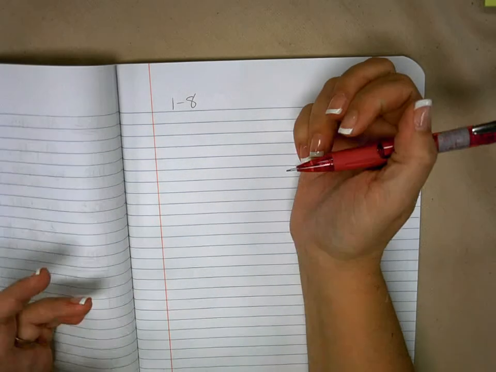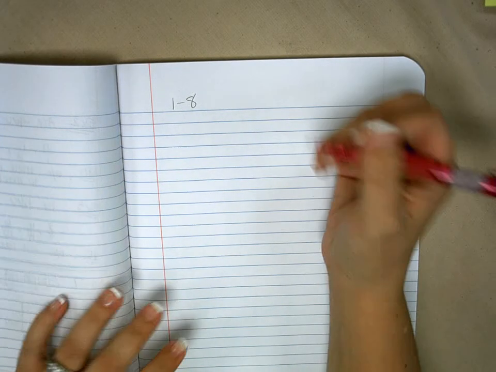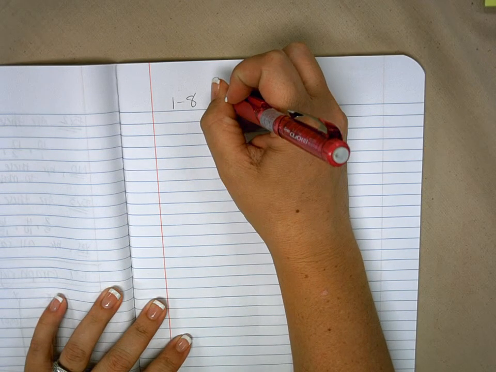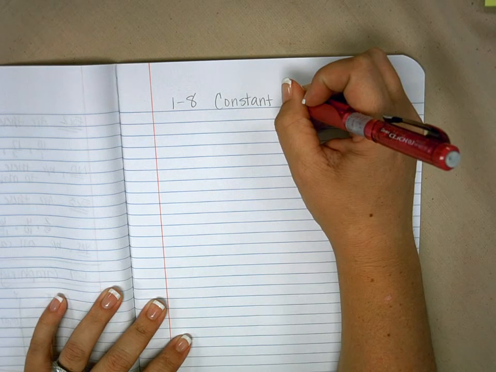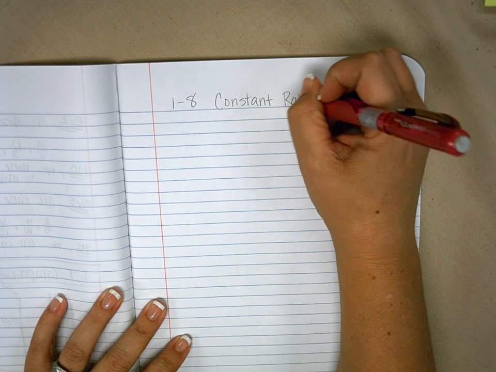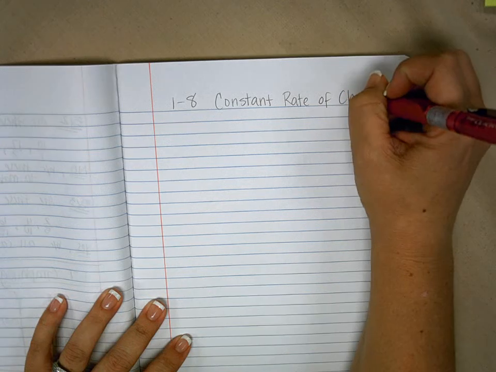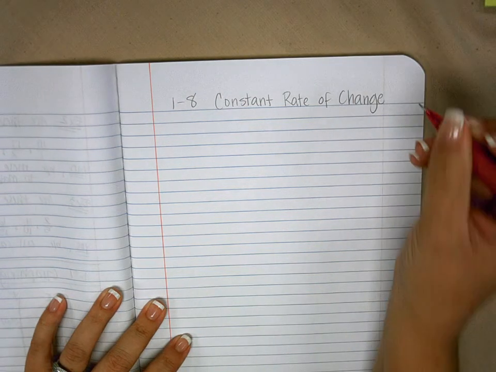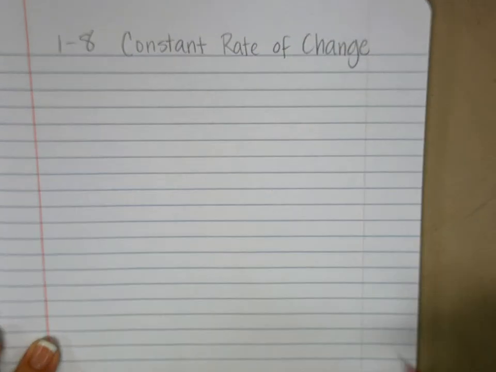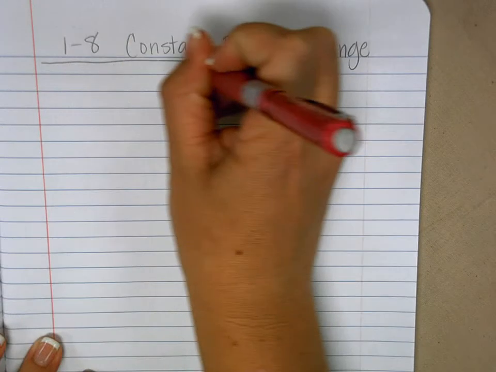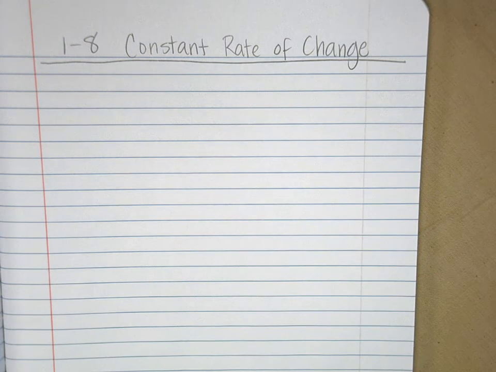Okay, so 1-8, this is the final section in our notes before we do our test next week. So this is called constant, which we've been talking about, the constant rate of change. This section ties everything together that we've learned with our proportions and our charts and our graphs. So this is the constant rate of change.